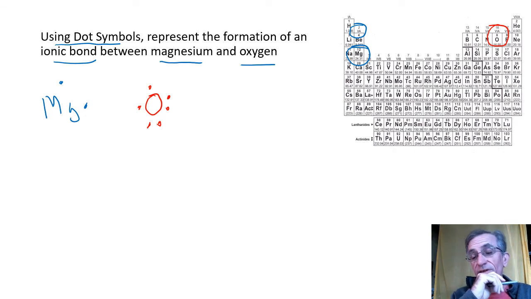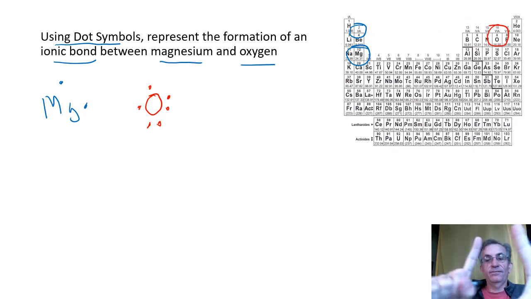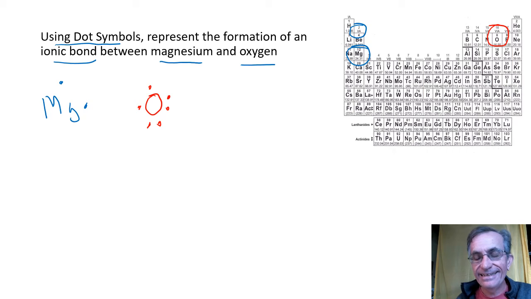All right, so if we put these 2 atoms near each other, they're going to transfer electrons. Magnesium has 2 to give away. And if you look, there are 2 spots for oxygen to take them. He's got 6. And he can take 2 more to get to 8. So that's exactly what magnesium's going to do. He's going to give those electrons to oxygen.